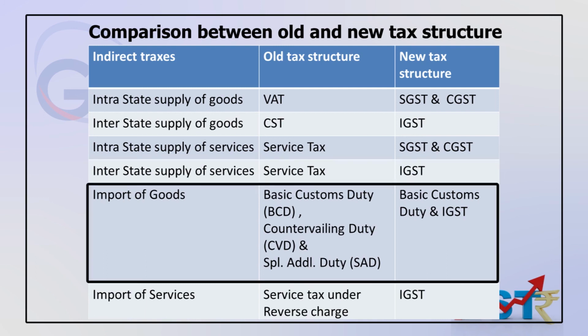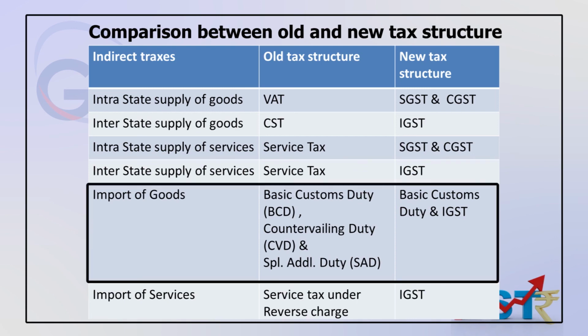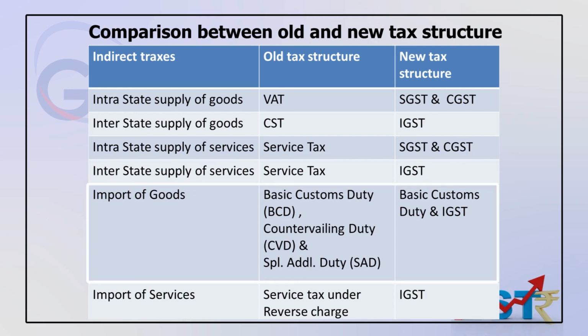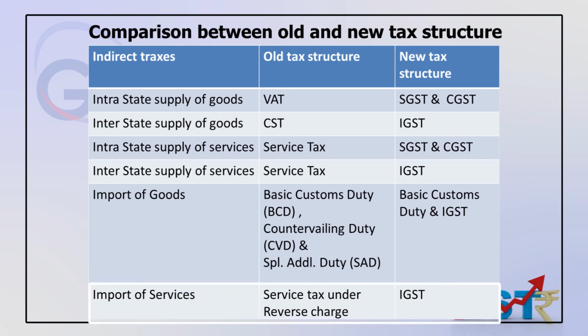Now, import of goods. Prior to introduction of GST, we had the basic customs duty, the countervailing duty and special additional duty, SAD. Now, in the GST regime, the countervailing duty and special additional duty have been subsumed. So, the remaining portion, that is the basic customs duty and IGST, is now effective. In case of import of services, what happened earlier? It was service tax with reverse charge mechanism. And in GST regime, it is IGST.